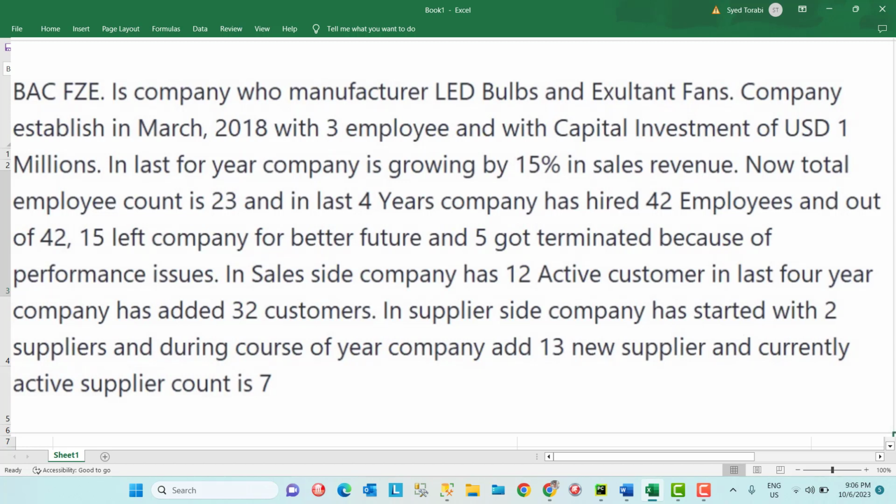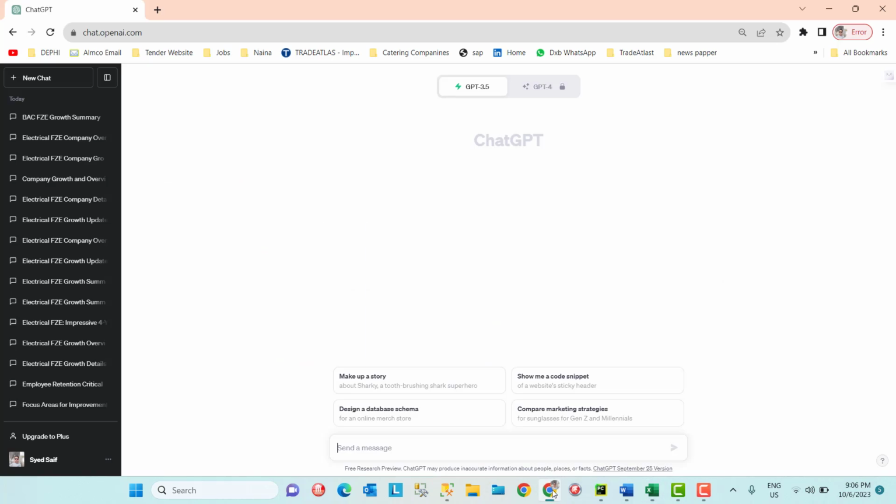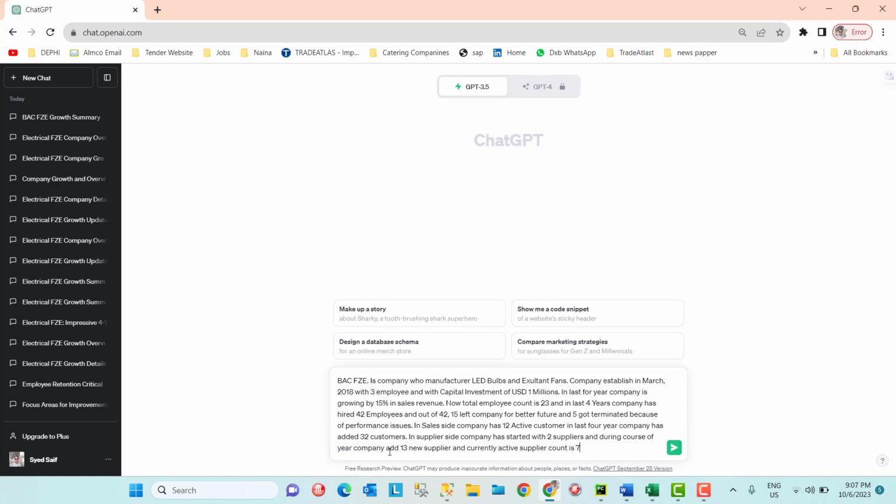And then I ask ChatGPT: after reading this text, can you identify which is the most critical problem this company is facing? So let's cut this one, go to the prompt, and paste it.